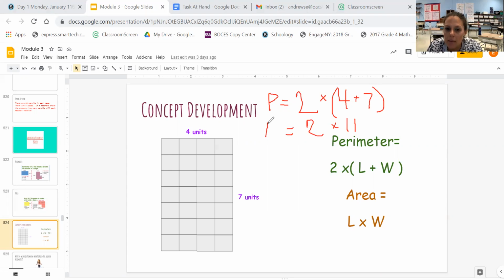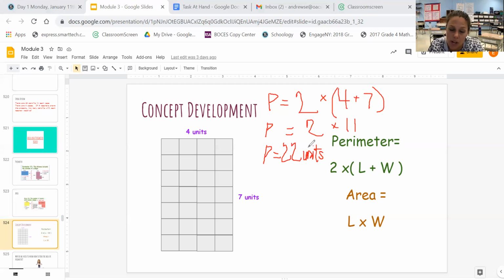Notice that I'm rewriting my formula. First, I have my equation. Next, I have kind of like in between solving it. And last, I have my answer, which in this case, 2 times 11 is 22, and the label would be units. So that's my perimeter.